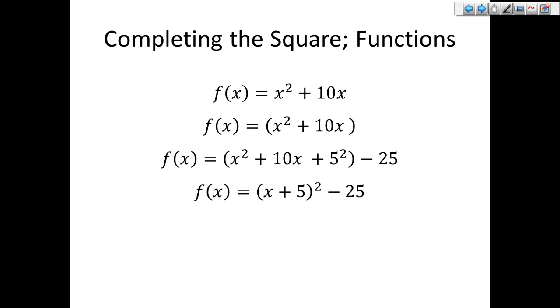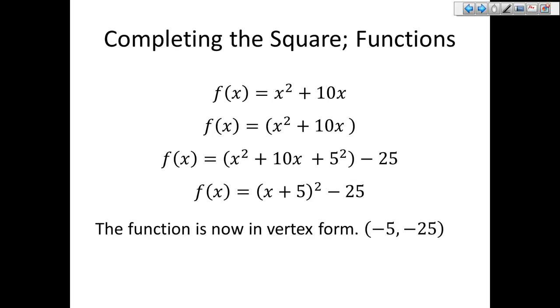Now this would make it nice and easy to solve. If I wanted to set this equal to 0, solving it wouldn't be too difficult because I've gone through this process. But really the main reason to do it with functions is it's now in vertex form. So when we have that binomial squared plus or minus a number, it's in vertex form. I can read off my vertex really easily. It's the opposite of this number with the x, and then this is my y value. So my vertex is negative 5, comma, negative 25.